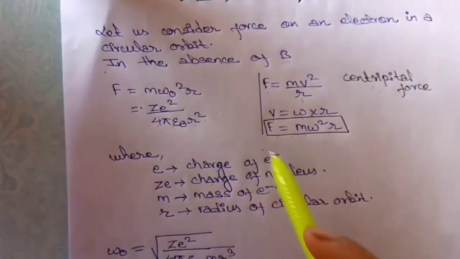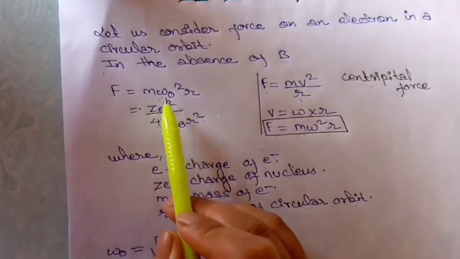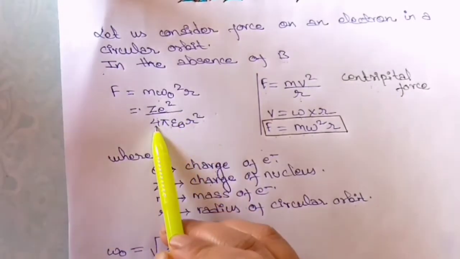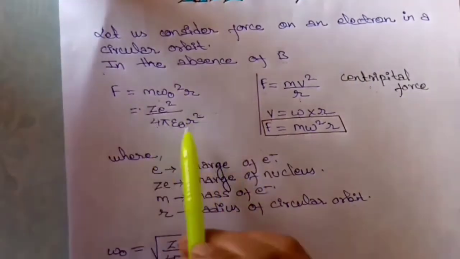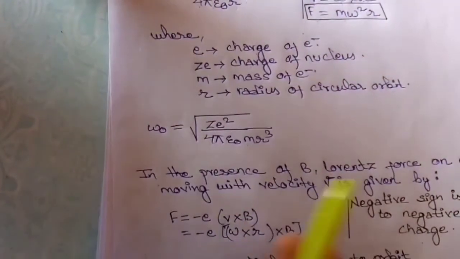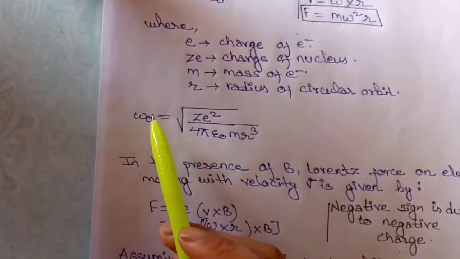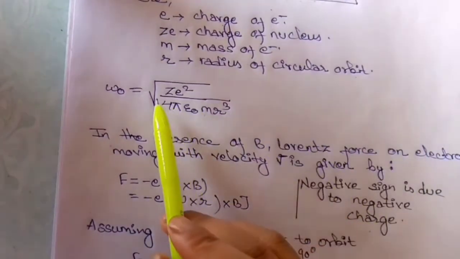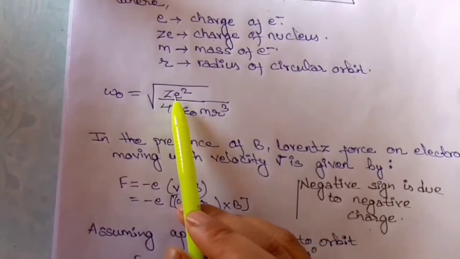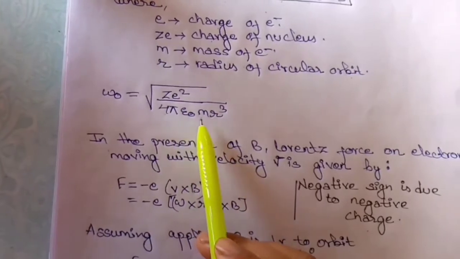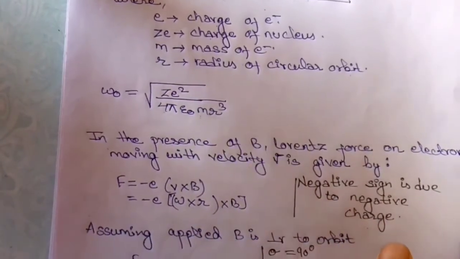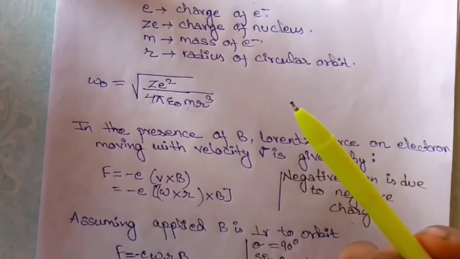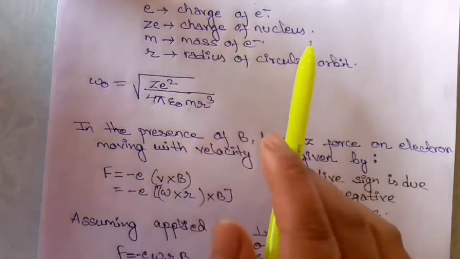So from the above two equations, we have m omega naught square r, which equals ZE square divided by 4 pi epsilon naught r square. From these two equations, we can calculate the value of omega naught. So the frequency with which the electron is revolving is omega naught equals root over ZE square divided by 4 pi epsilon naught m r cube. It is the frequency with which the electron is revolving around the nucleus in the absence of a magnetic field.